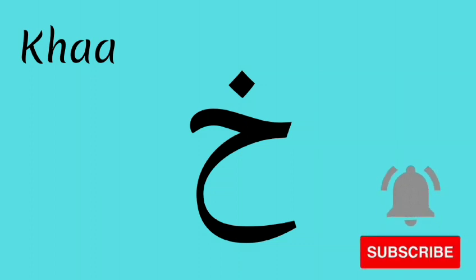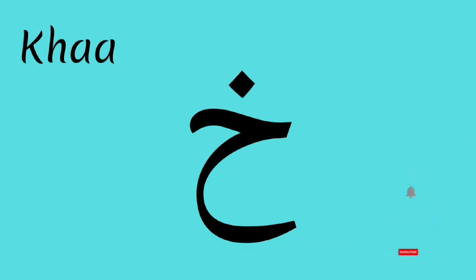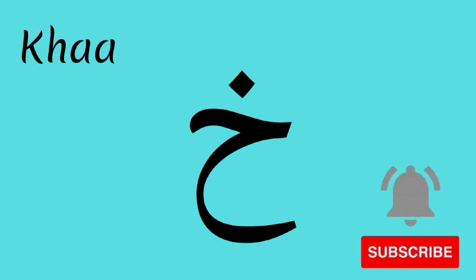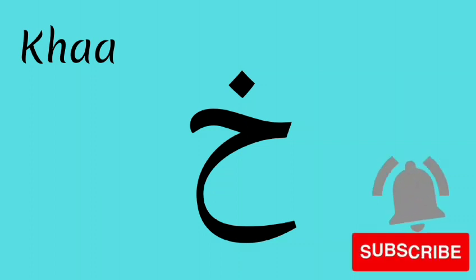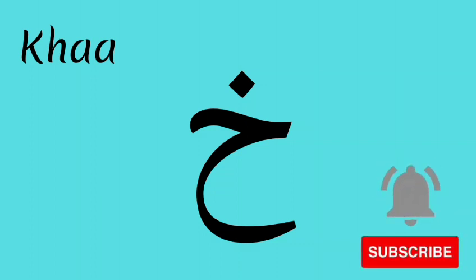The letter name is Kha. It has a dot on its top. Ha, Jeem and Kha have a similar shape. Kha has a bold or heavy sound. Kha is pronounced from the top of the throat. So read after me. Kha, Kha. Read once again.